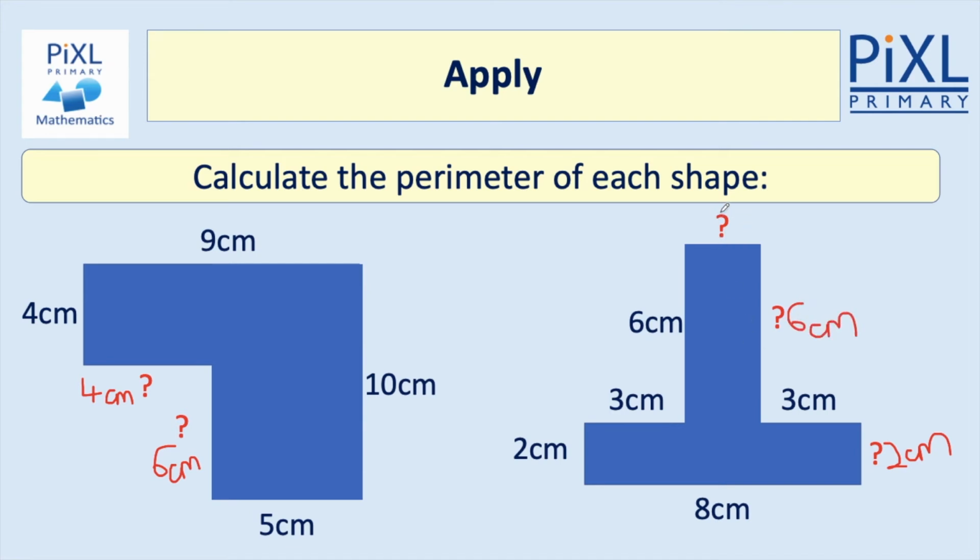And then for this one on the top, well, we know that the whole length of the shape is 8 centimetres, and then we have a section here which is 3 centimetres and a section here which is 3 centimetres. 3 add 3 equals 6, and then we just need to find the missing length. So to do that we do 8 take away 6, which is again 2 centimetres. Well done if you got all of those correct.